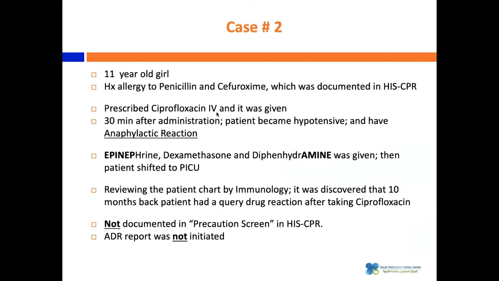Immunologist, you mean the immunologist only, the one who takes the history? No, everyone. Okay, we closed this question. Now the second question: patient known to be allergic to penicillin and cefuroxime.